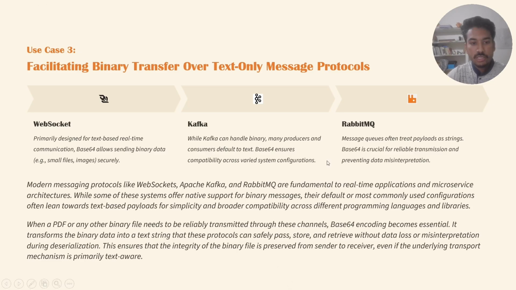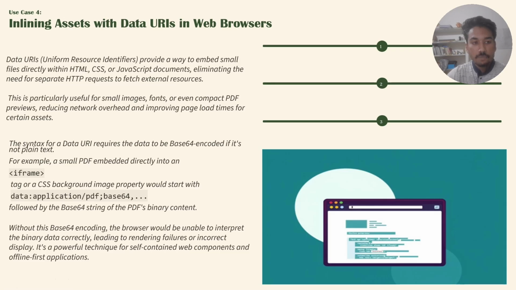Now let's move towards the fourth use case. So this is basically inlining assets with data URIs in web browsers. So full stack developers or front-end developers know about this. So let's talk about the clever trick that web developers use in their daily life, using data URIs to inline assets directly into your HTML, CSS, or JavaScript. Instead of making separate HTTP requests for small files like icons, fonts, or even mini PDF previews, you can actually embed them directly into your code. This can speed up the page loads and reduce network chatter.